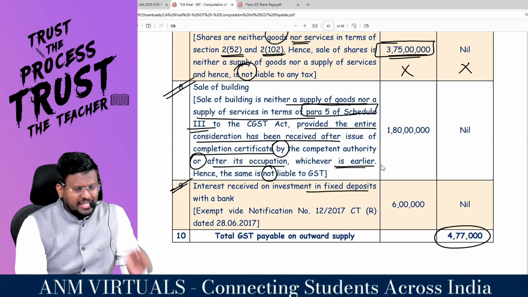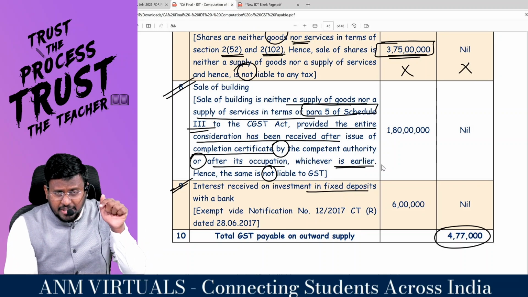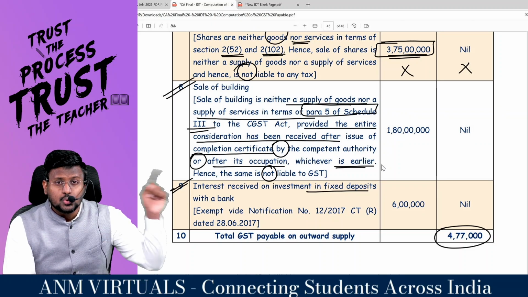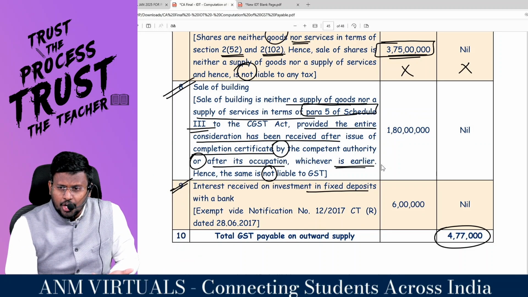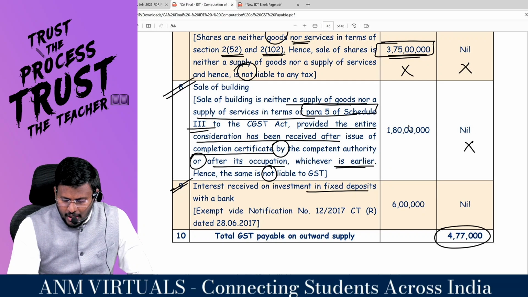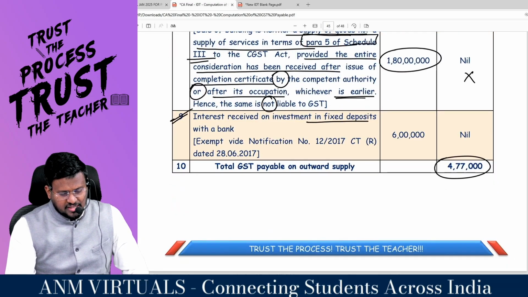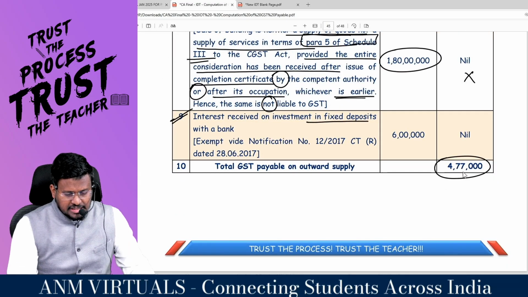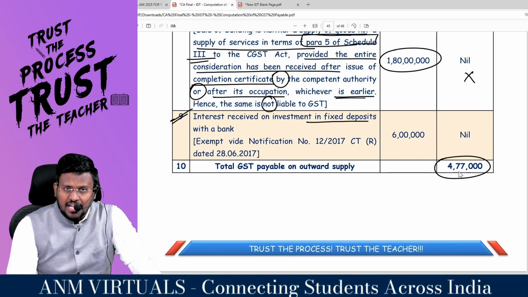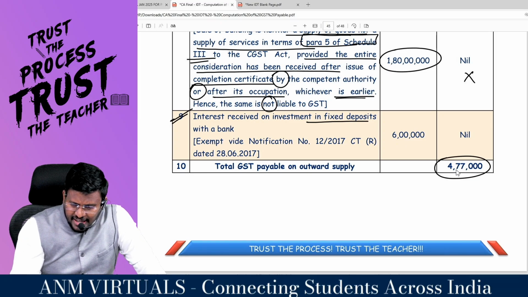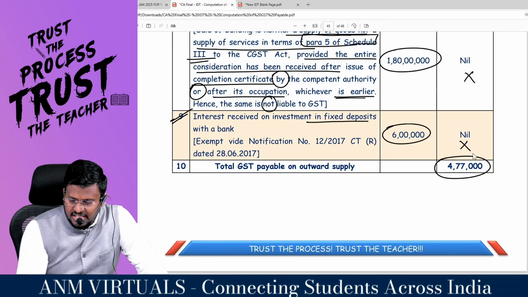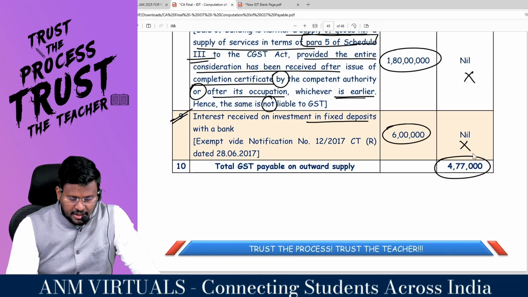Sir, the question specifically highlights that occupation is only after the completion certificate. Hence, it is neither supply of goods nor supply of services. So we are not supposed to collect any output tax. Comfortable, sir. Interest received on investment in FD, extending deposit, loan or advance, in so far as the consideration has been received by way of interest, is exempt from GST. Hence, for this 6 lakh also, we are not supposed to collect any output tax.